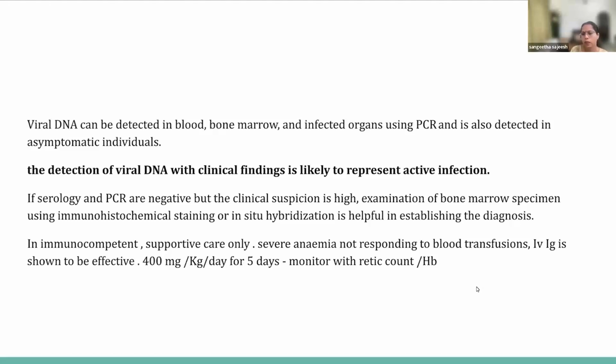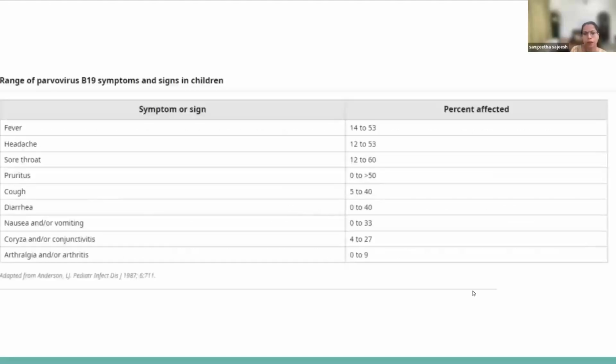But for severe anemia not responding to transfusions in immunocompromised patients or hemolytic disorders, IVIG is shown to be effective. There is a lot of literature about this, and IVIG has shown to be effective in these cases. Dosing is different in different literature, but 400 milligram per kg per day for 5 days has been the recommended use in many studies, with monitoring of retic count and hemoglobin response.